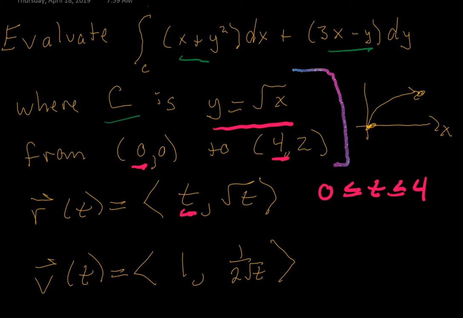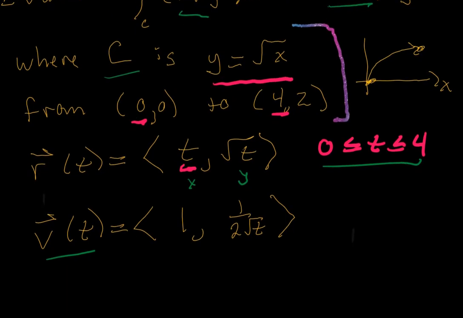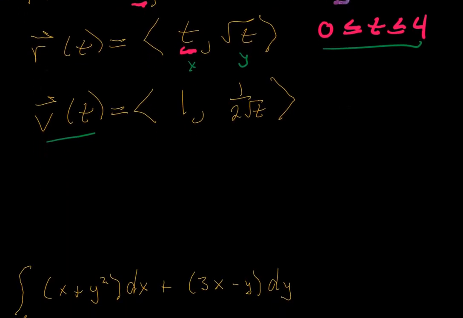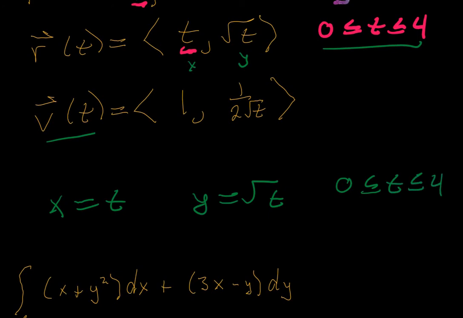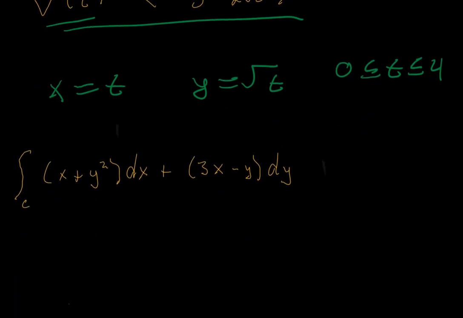So now we have all the pieces. We have our x and y values, x and y right here. We have our velocity vector. We have our boundaries. We're all good to go. Let me just make some space. Make it clear here that we know that x is t and y is square root of t, and 0 is less than or equal to t is less than or equal to 4. And we have our velocity vector.